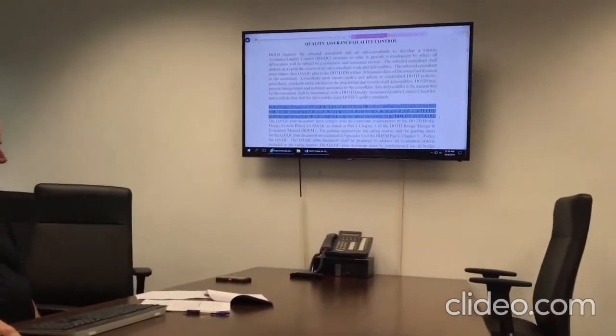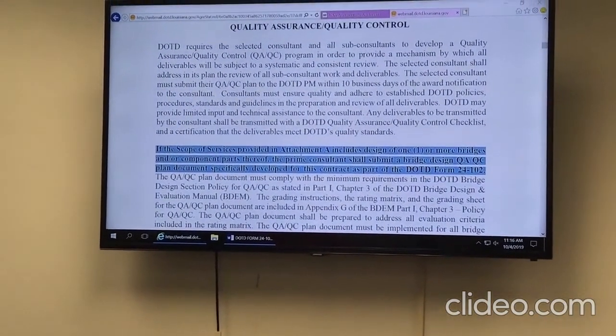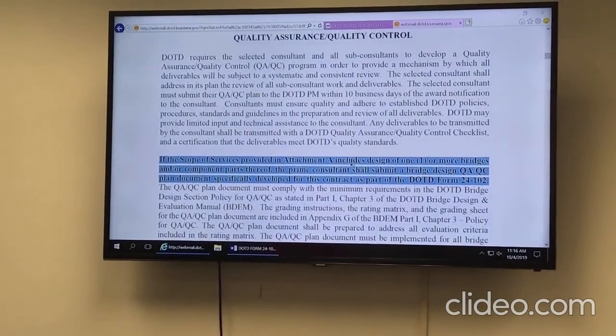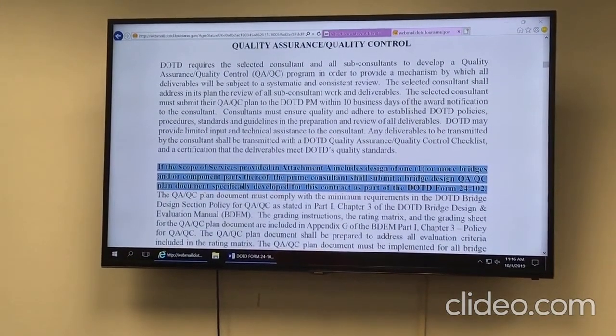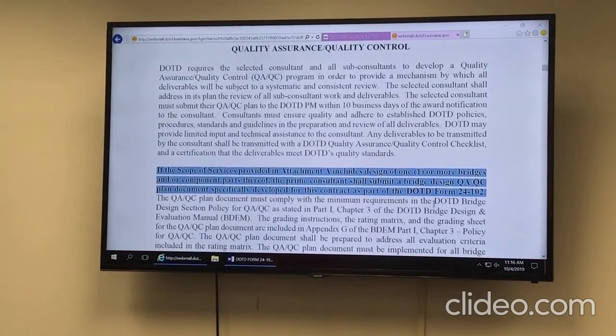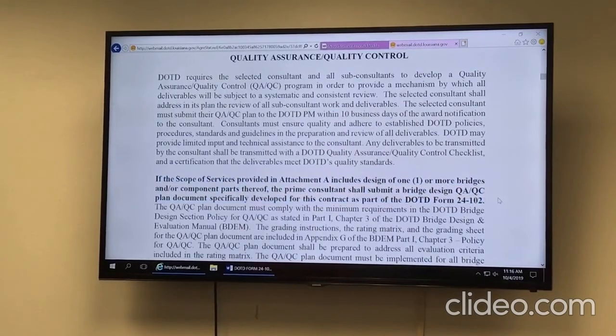However, if it is a bridge design project, this is the applicable language. And what that says is if the scope of services that are identified as attachment A include bridge design, then the QA/QC plan must be a part of the DOTD Form 24102, and it will be a part of the evaluation.